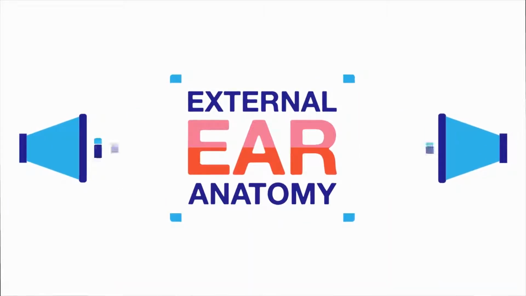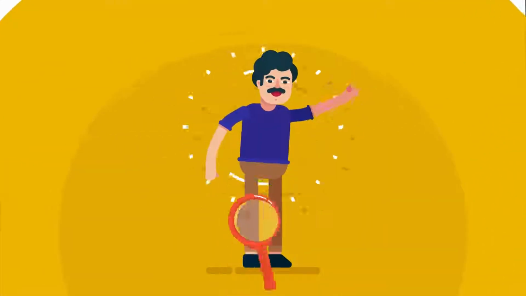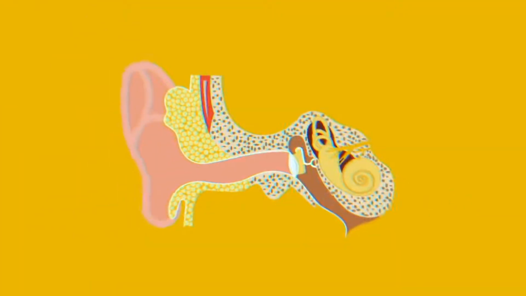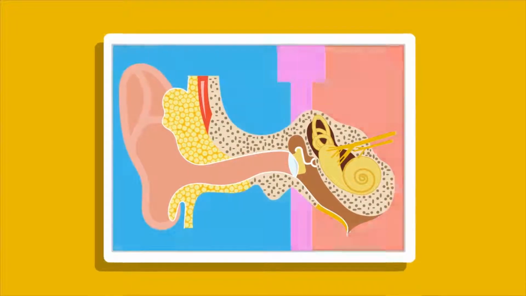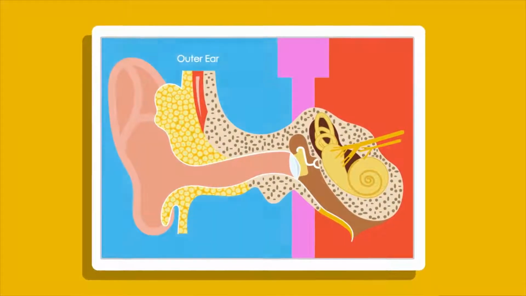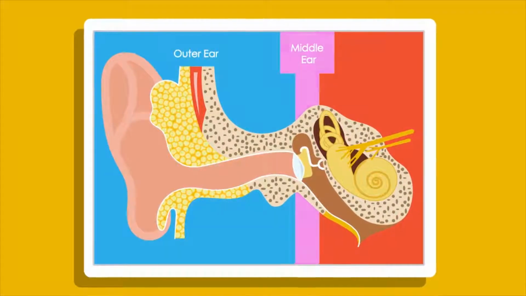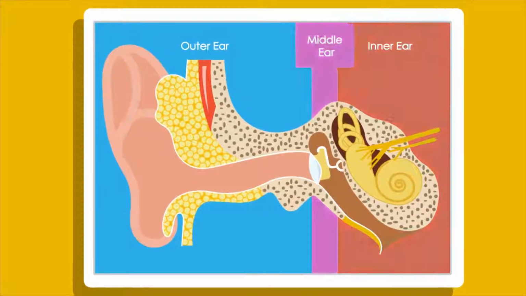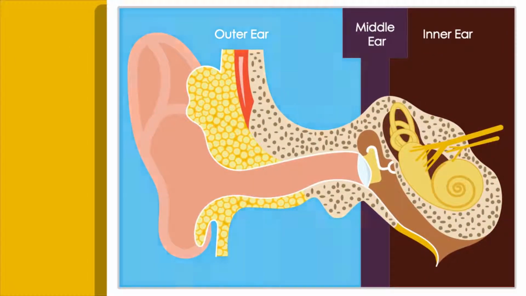External ear anatomy. Today, we are going to learn about the anatomy of the external ear. The ear is divided into three parts: 1. External ear. 2. Middle ear. 3. Internal ear. The external ear is again divided into three parts, which will make it easier to remember.